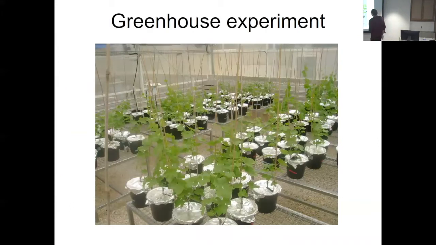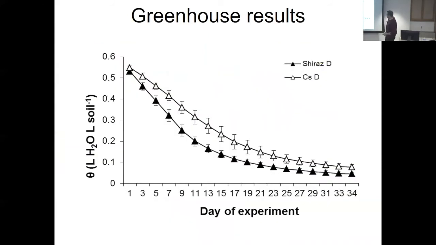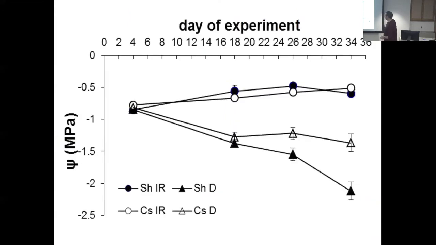We repeated an experiment in a greenhouse, and we see again that Shiraz is taking much more water than Cabernet Sauvignon. This is an experiment where we stop irrigating. So you see that Shiraz is taking much more water. And when we look at the water potential, under non-stress conditions, they are similar. Under stress conditions, they both go down, and then Cabernet Sauvignon stabilizes, Shiraz continues to go down. There are terms for that, I won't go into this, but they behave hydraulically differently.